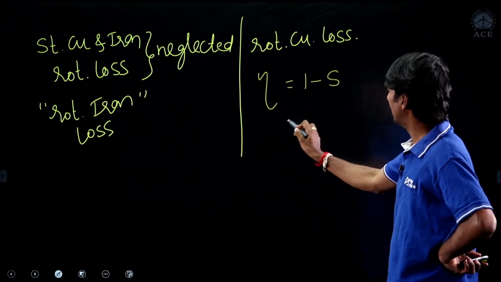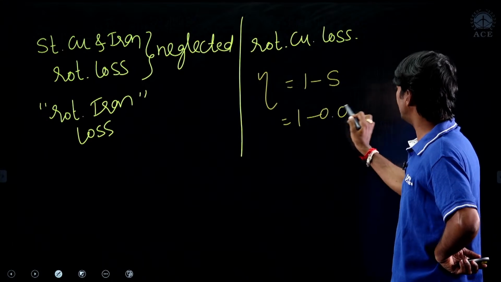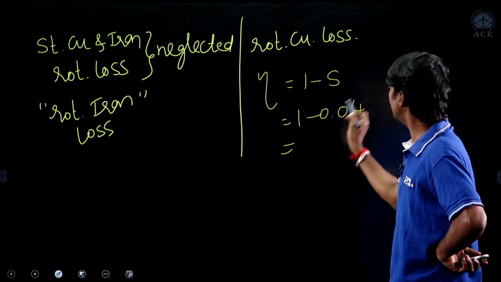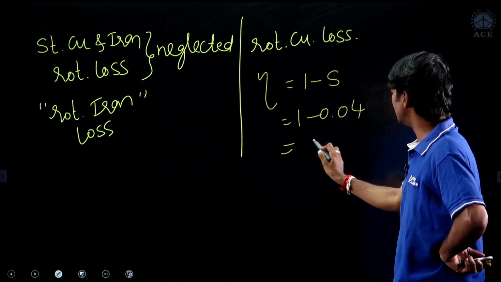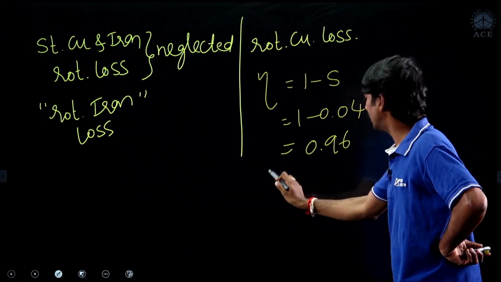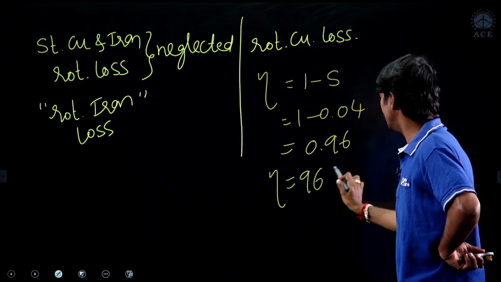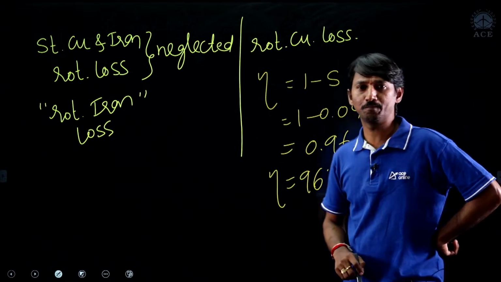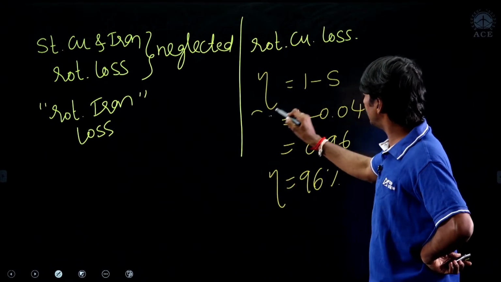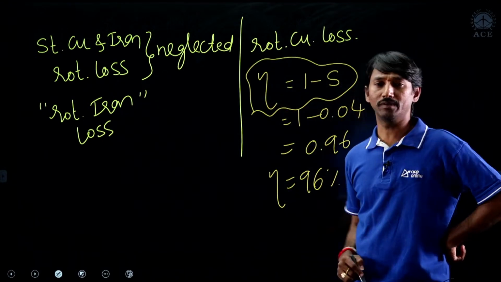Now substitute this: 1 minus 0.04. You will be getting 0.96, or in percentage, the efficiency is 96%. If you are able to remember this formula, the thing will be very, very simple.